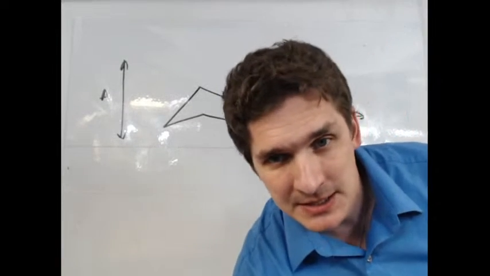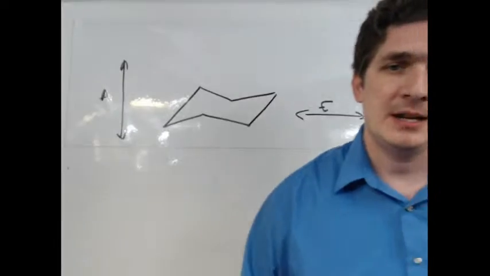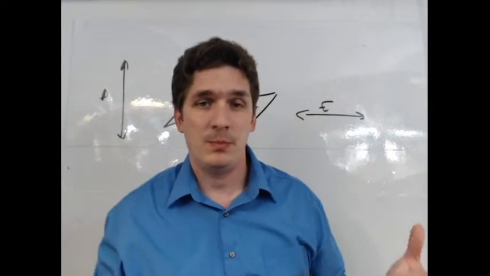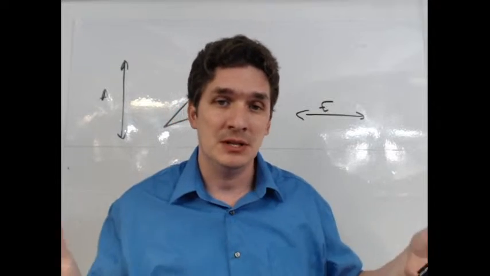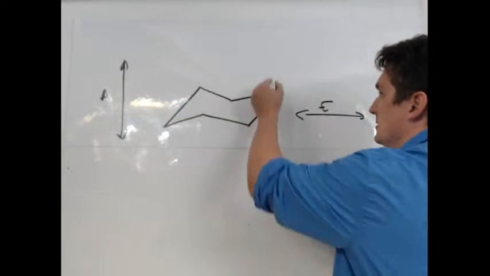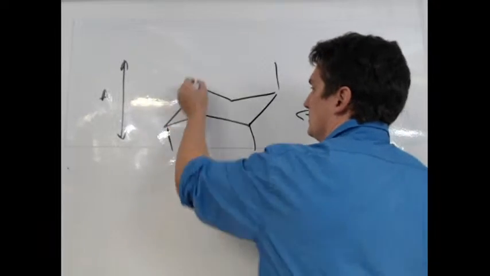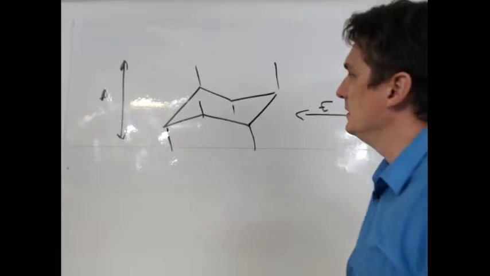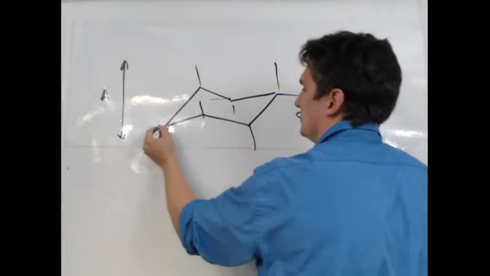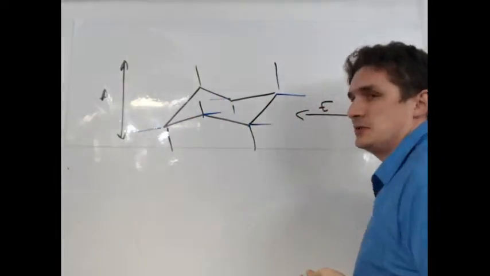But yeah, we do up-down to designate axial, and we do left-right to designate equatorial, and that's just because that's what they are. Axial is along a z-axis. Equatorial is perpendicular to that axis. So 1, 2, 3, 4, 5, 6. Those are all axial. Then 1, 2, 3, 4, 5. Those are all equatorial.